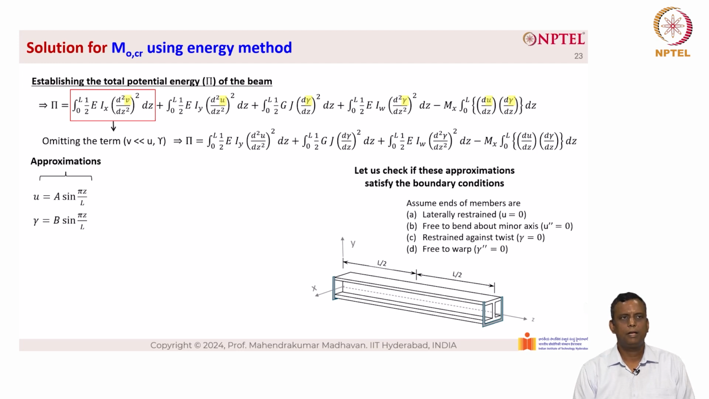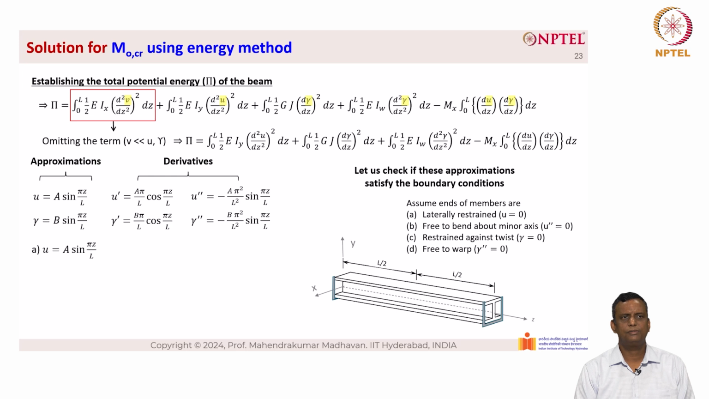Now the first derivative u' is given as u' equal to A π/L cos(πz/L), and u'' is given as minus A π²/L² sin(πz/L). γ' is given as B π/L cos(πz/L), and γ'' is given as minus B π²/L² sin(πz/L). So these are the derivatives.